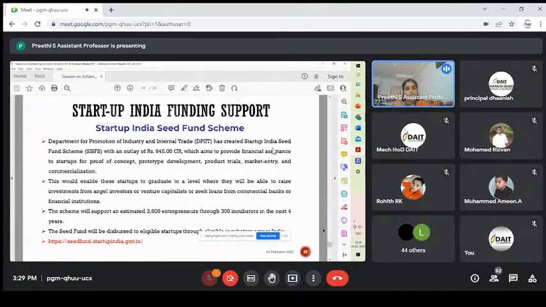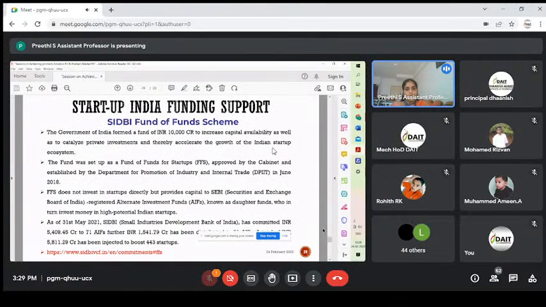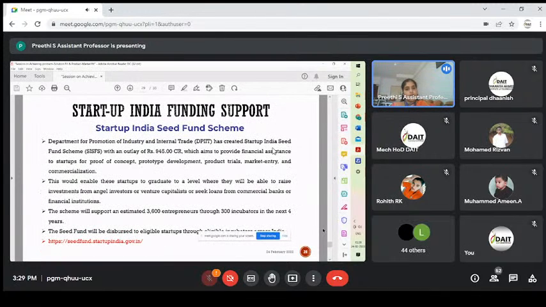So these are the 2 different funding schemes: the Startup India Seed Fund Scheme and the SIDBI Fund of Funds Scheme. Both schemes are available to all the startup companies you want to establish. They just need to graduate to a level, and they have some constraints, and if you satisfy those constraints, you can be one of the startups under these schemes.